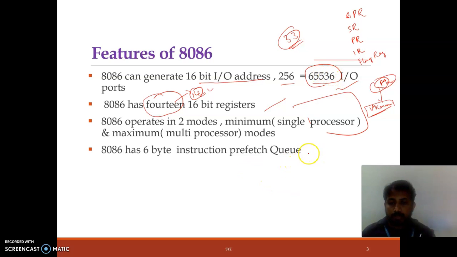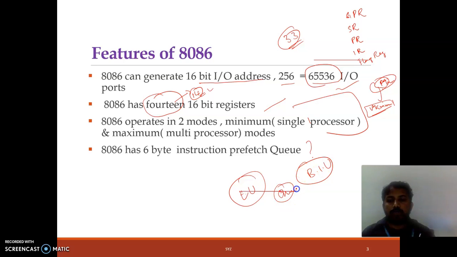And last, one of the key features of the 8086 is the instruction prefetch. What is instruction prefetch? You have an execution unit and a bus interface unit, and in between these two stands a queue. Whatever data there is comes from the bus interface unit to the queue, and from the queue it goes to the execution unit. From the execution unit it comes back to the queue, and from the queue it goes to the bus interface unit to be fed into the memory.